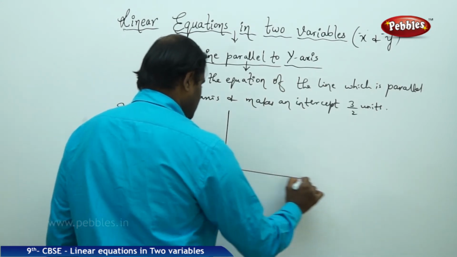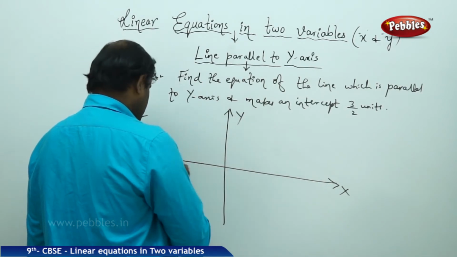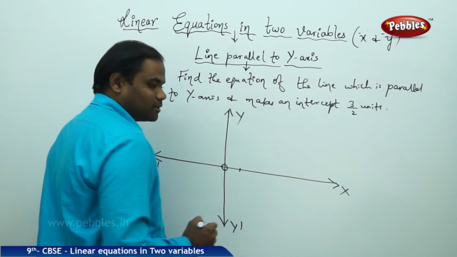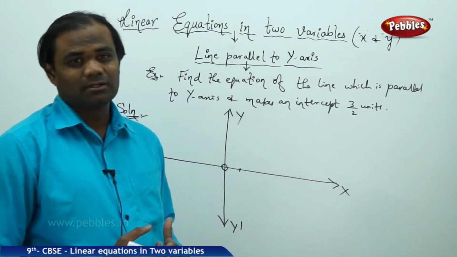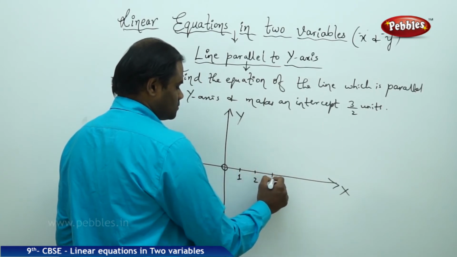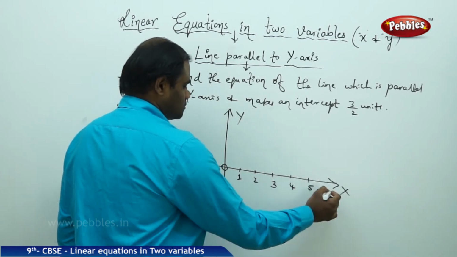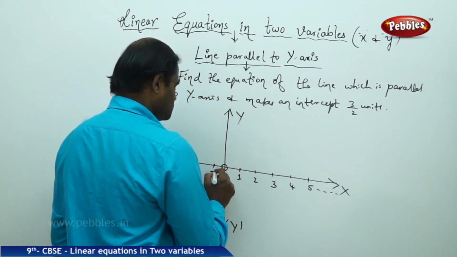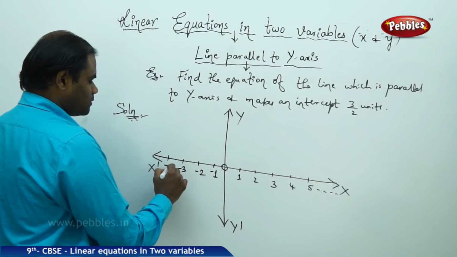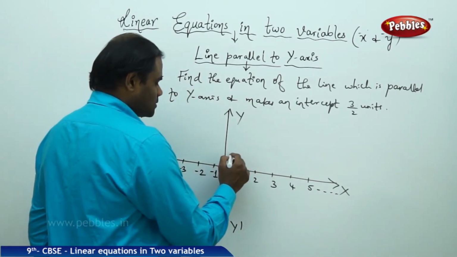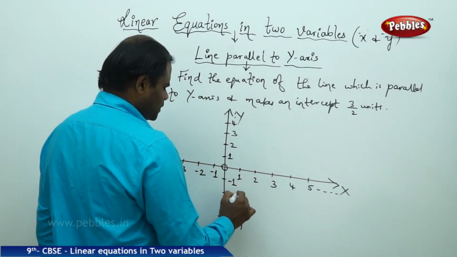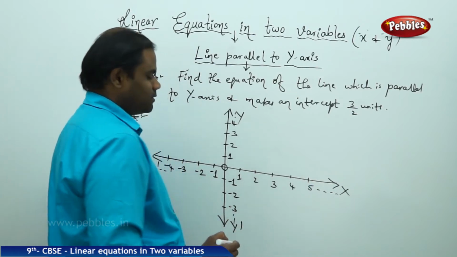So as I take the Cartesian plane with x and y-axis intersecting at origin, let me just take it with a scale of 1 centimeter equal to 1 unit on x-axis and 1 centimeter equal to 1 unit on y-axis. This is -3, -4, and so on and so forth. And the scale on y-axis is 1, 2, 3, 4, and then -1, -2, -3, and so on and so forth.